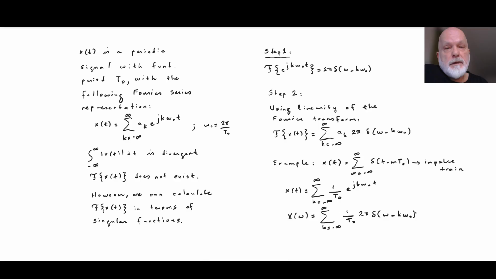Therefore, the Fourier transform does not exist in the classical sense in terms of the Fourier integral. We are not able to calculate it from the Fourier integral, but we can calculate it in terms of a superposition of the impulse functions, which are singular functions having infinite magnitude at the points where they are defined.